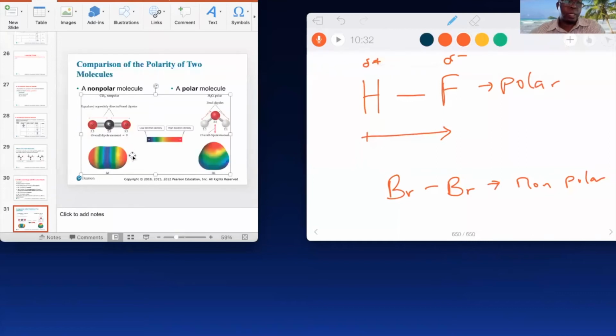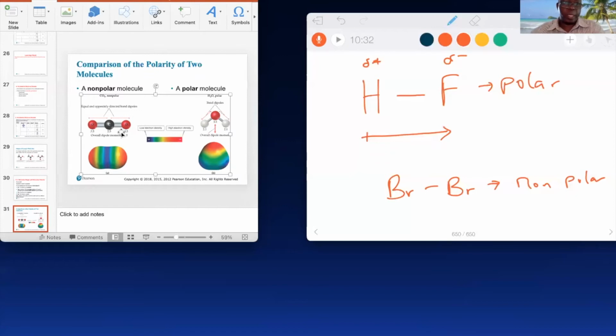Sometimes we use an electrostatic potential map, where blue indicates the electron-poor region, and red the electron-rich portion of the molecule. This is non-polar because of equal sharing. This is polar because of unequal sharing. Forget about the numbers here on electronegativity values. You can use the trend on the periodic table.